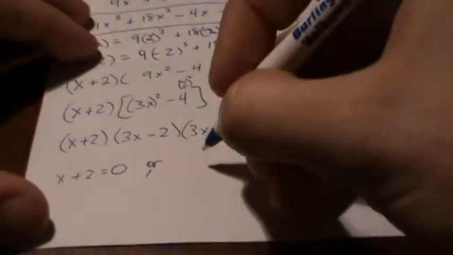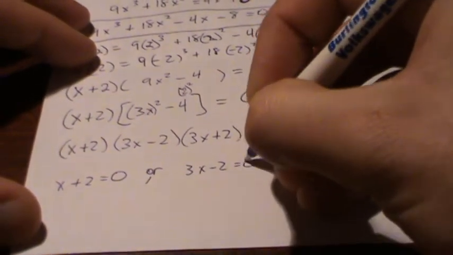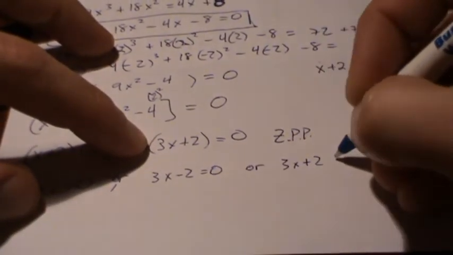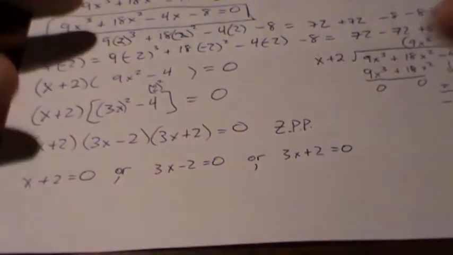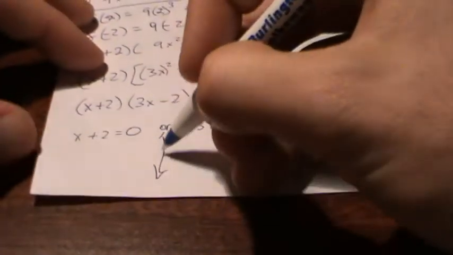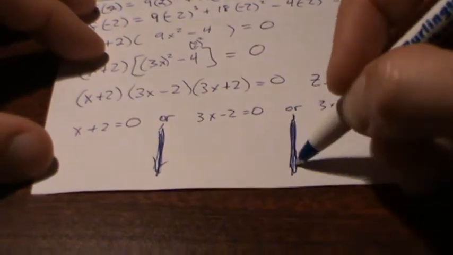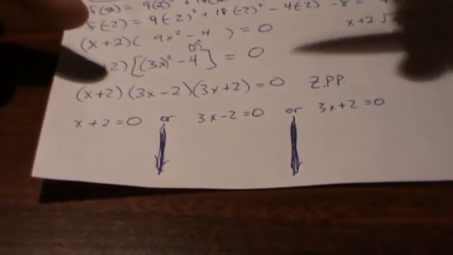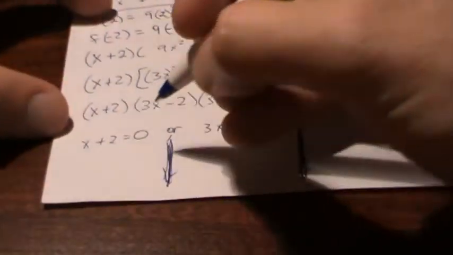So I can say that x plus 2 is equal to 0. Or when 3x minus 2 is equal to 0. Or when 3x plus 2 is equal to 0. Okay? And so when any of these three is equal to 0, then I have a solution. This one is pretty easy to find. The solution to this is x equals negative 2.